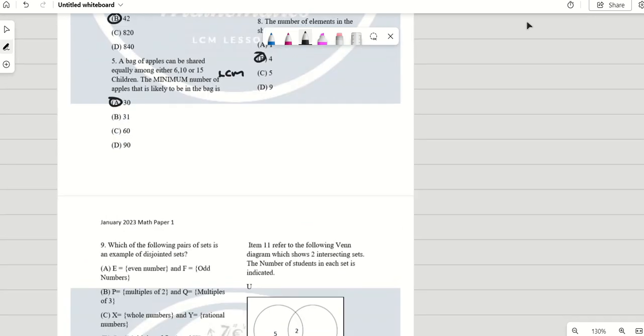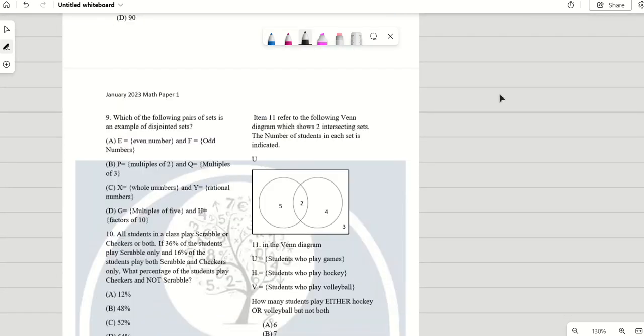Let's look at the next one. This is disjoint sets. When you read the options, we see that the first option, which is even and odd, are two completely different types of set. They are opposite each other. So we know that A, disjoint sets means they have nothing in common. Even and odd numbers have nothing in common. So the answer would be A.